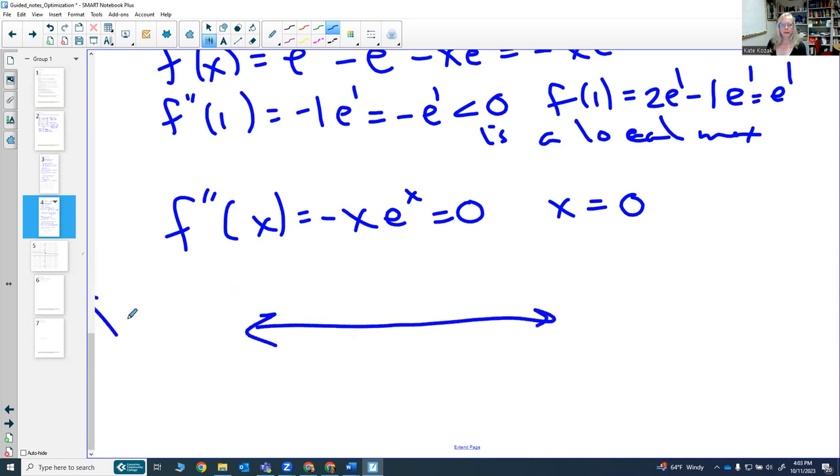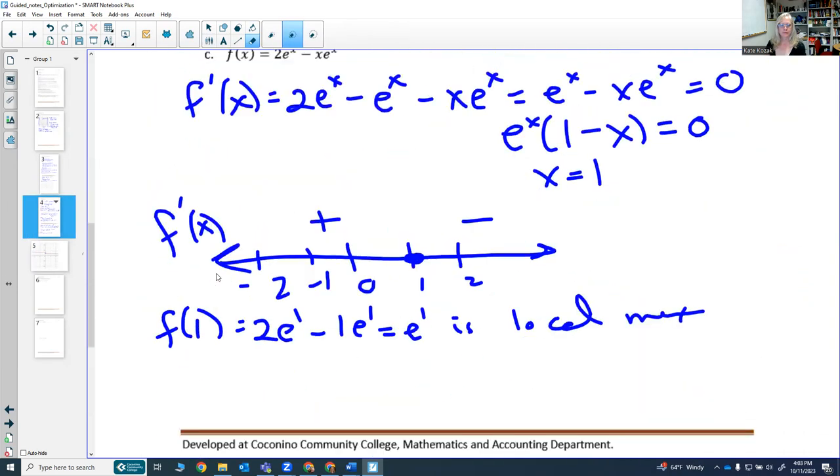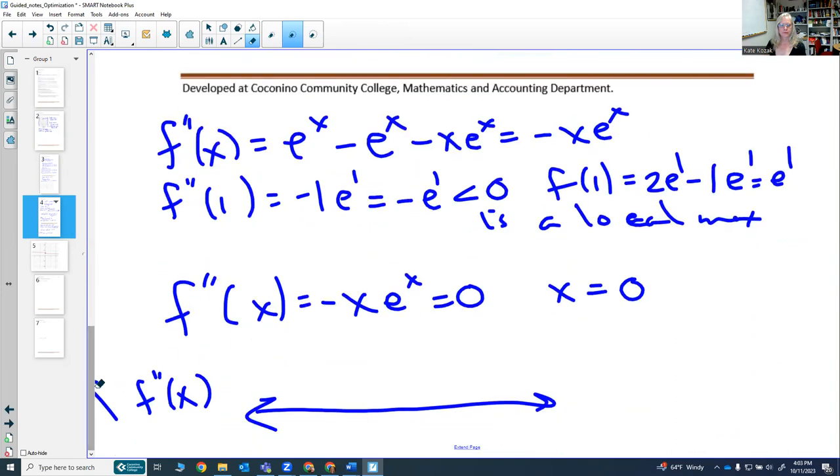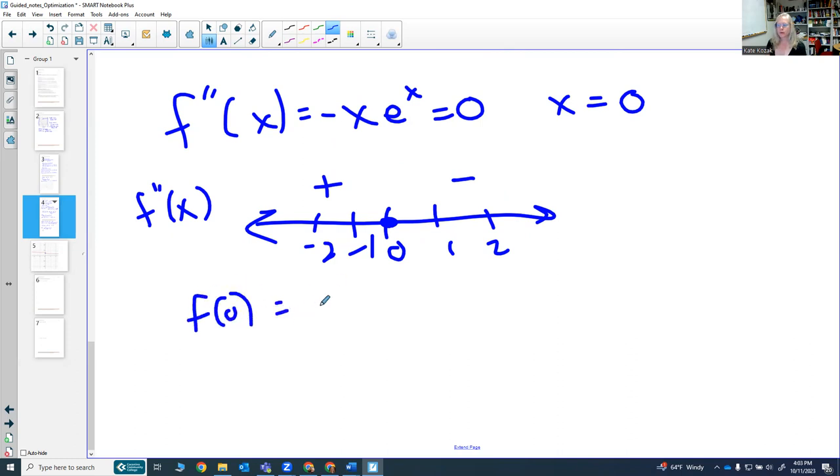Doing your number line for f double prime, put 0 on here. If you're below 0 and you plug that in, you're going to get a positive number. If you're above 0, you're going to get a negative number. So since f double prime changes sign at x equals 0, f of 0, which is equal to 2 times e to the 0 minus 0 e to the 0, which is equal to 2, is an inflection point.